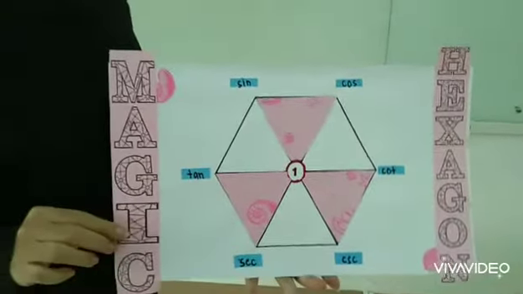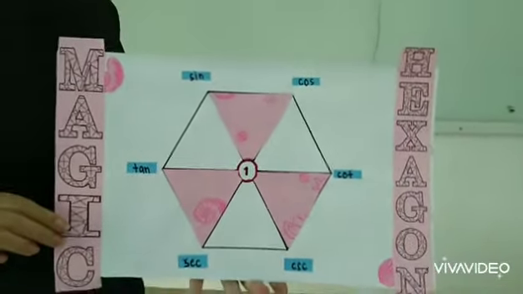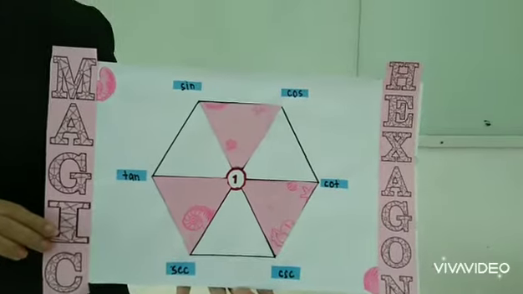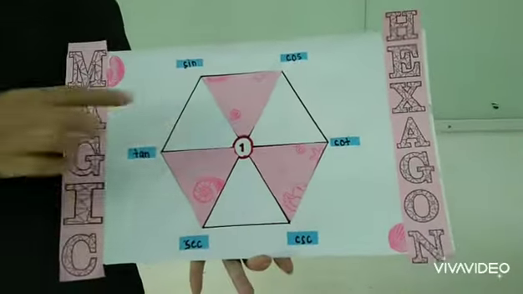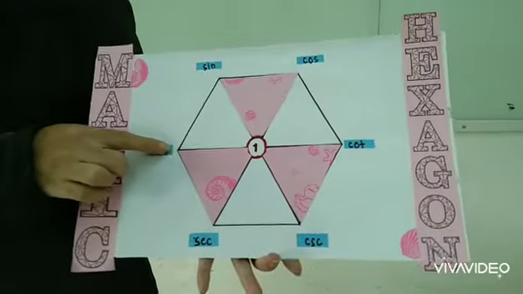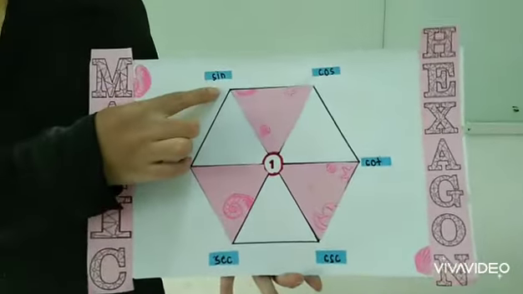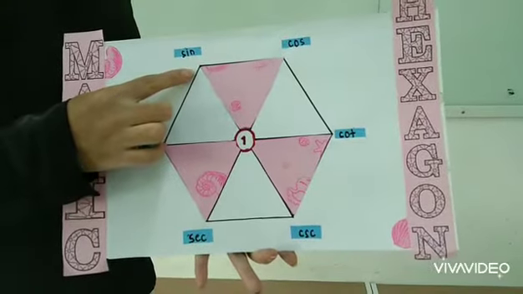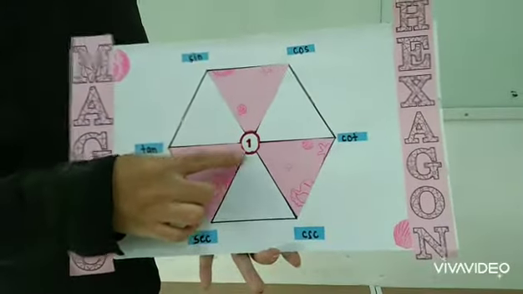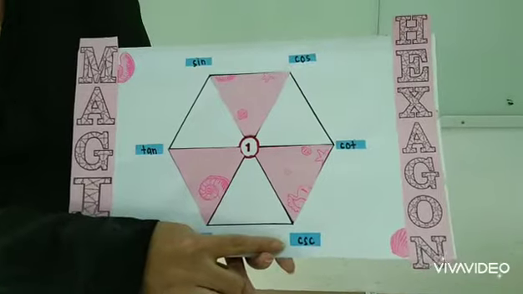If we are going to find its reciprocal identities, the diagonals represent the reciprocal identities. So here, if we are going to start with sine theta, sine theta is equal to 1 over cosecant theta.